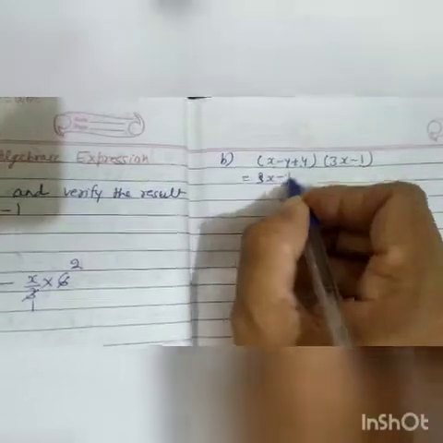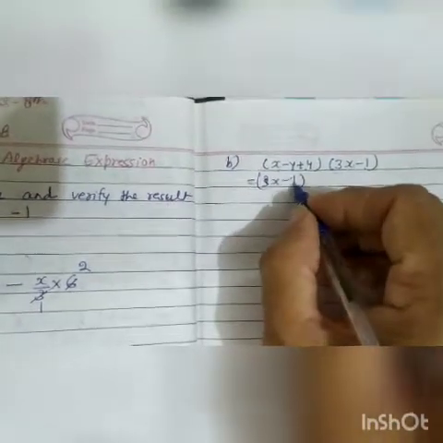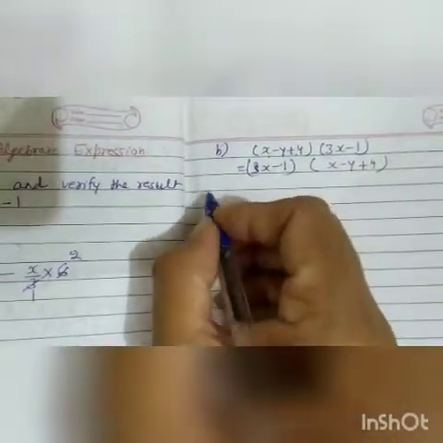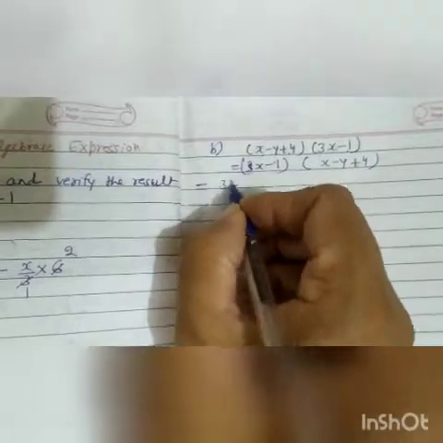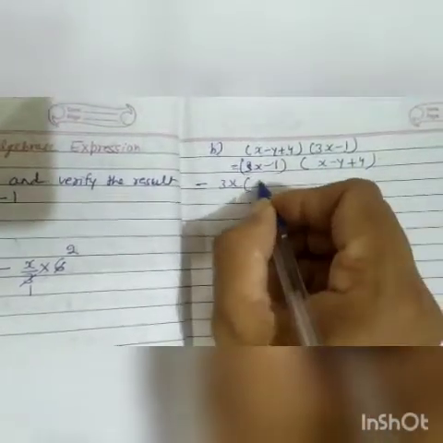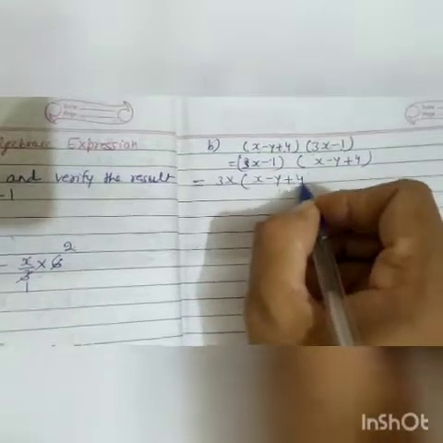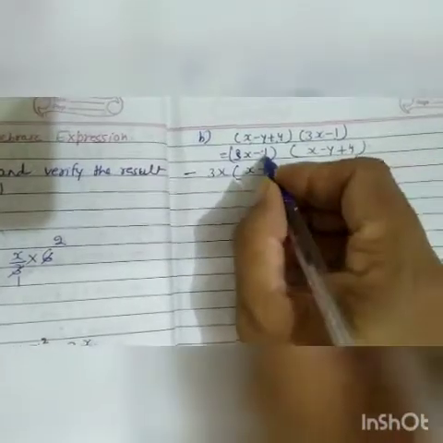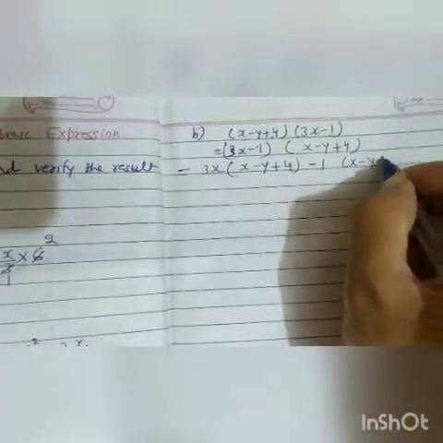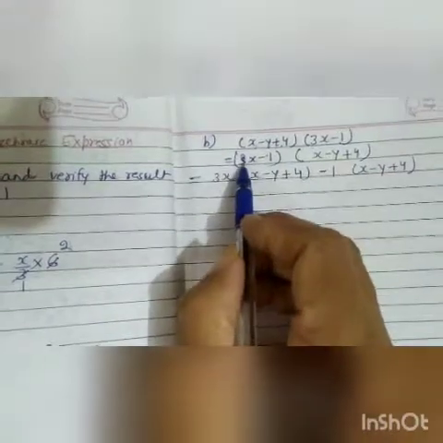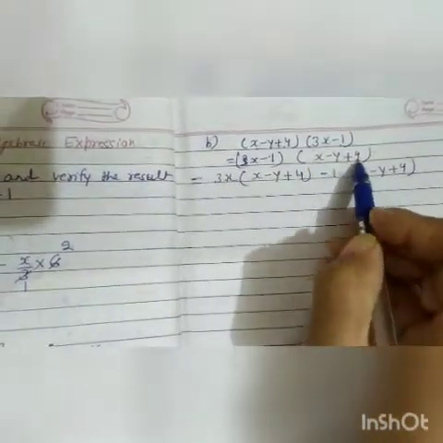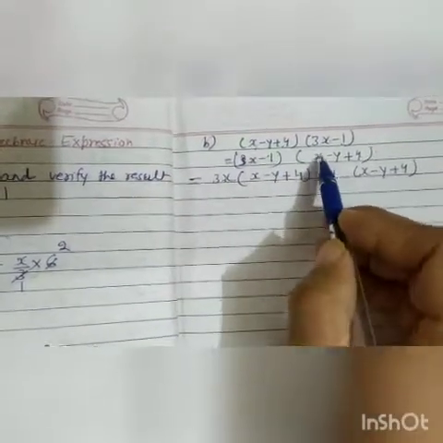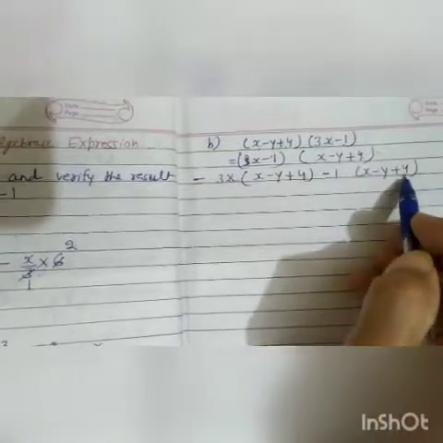This is 3x minus 1. This 3x minus 1 I have written first. Then this x minus y plus 4. Now multiply it. This 3x into x minus y plus 4. This one. We are using the row method. Minus 1 into x minus y plus 4. We have written here the first term of the first bracket multiplied by the second bracket, then the second term of the first bracket, minus 1, again multiplied by the second bracket x minus y plus 4.